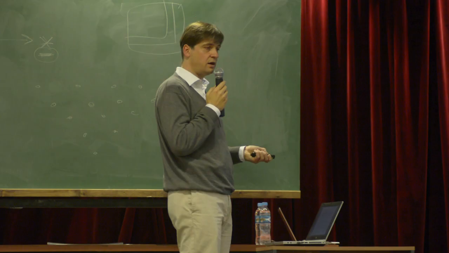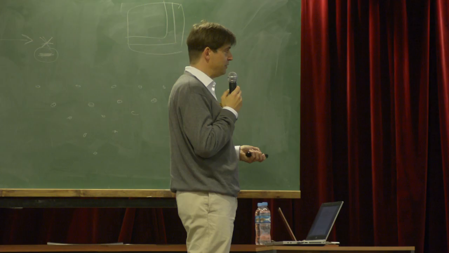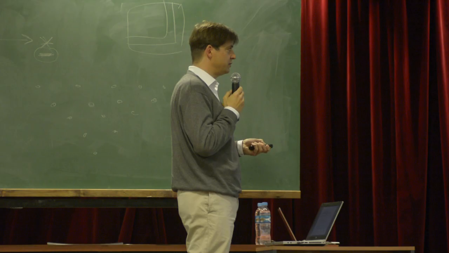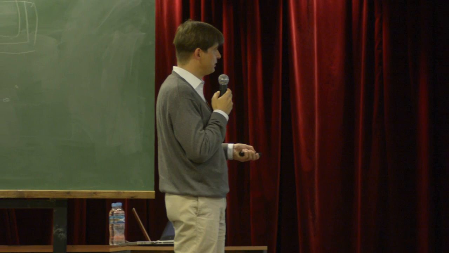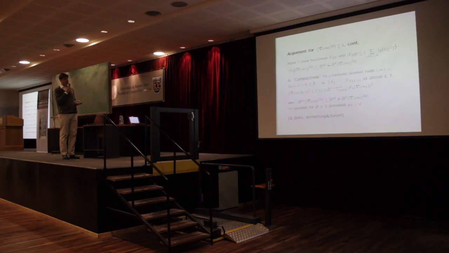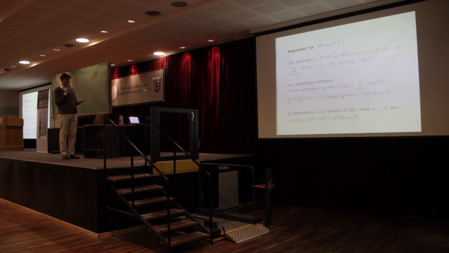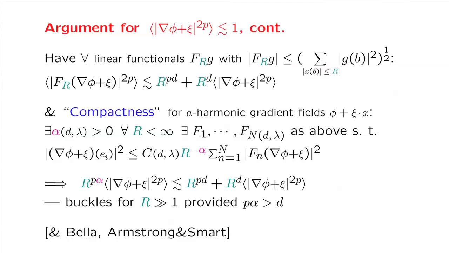That's the message I want to get across: with the help of a PDE estimate, which we can essentially take off the shelf, it converts into a sensitivity estimate, which is something we PDE people are not so much used to thinking about. And then with these two ingredients, stationarity and quantified ergodicity, you get the estimate you want. Okay, so these two slides are the argument for the second part of the bound, which I don't go through. That's a little bit more universal, and in recent work, Armstrong and Smart have found a different, variational argument for the same type of bound.